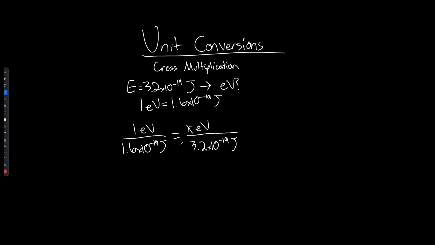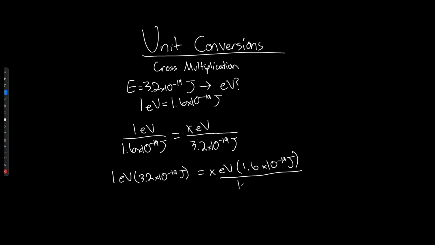So because of this, we can basically just cross multiply now at this point. We have 1 electron volt times 3.2 times 10 to the negative 19th joules is equal to an X number of electron volts times 1.6 times 10 to the negative 19th joules. We're going to divide both sides by 1.6 just so we can solve for X. So this is all going to cancel out over here. The joules is going to cancel out, and we're going to be left with electron volts.